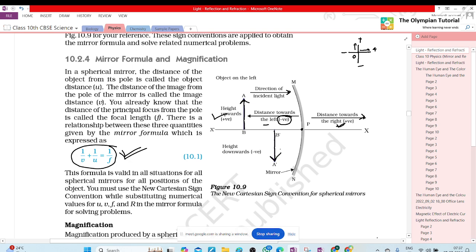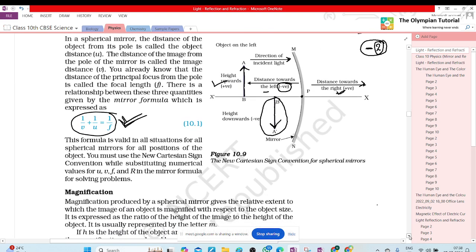So if we get negative magnification, it means the image is real and inverted. Positive means the image is virtual and erect. Tanya, suppose magnification is -2. It doesn't mean that it is less than 1. The minus sign shows that the image is real and inverted, and 2 shows that the image is magnified. And this one is the mirror formula: 1 by v plus 1 by u is equal to 1 by f.